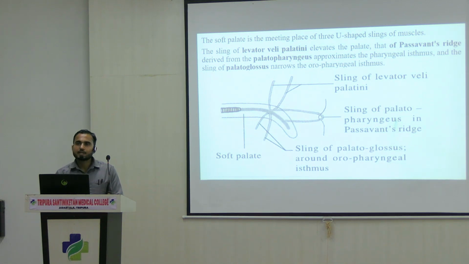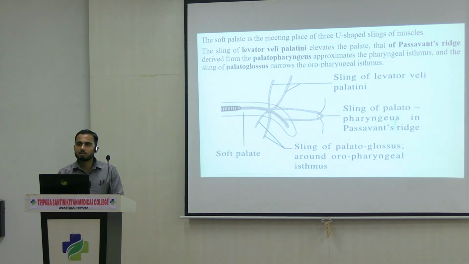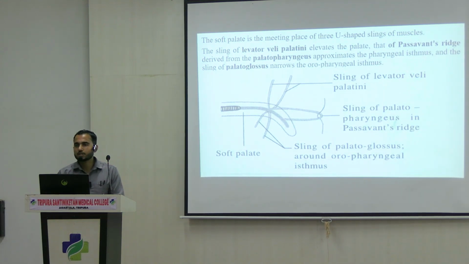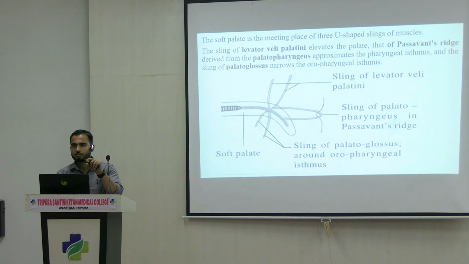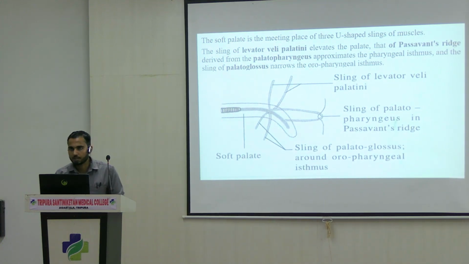As I said, the soft palate is a very important structure. Why is it important? Because it helps during the time of deglutition. Whenever we are swallowing, it is helping. That's why some of the muscles which attach to it form U-shaped slings, which you can see in the diagrams. So U-shaped slings are formed by a few muscles which are attached to the soft palate, and they have very important functions.